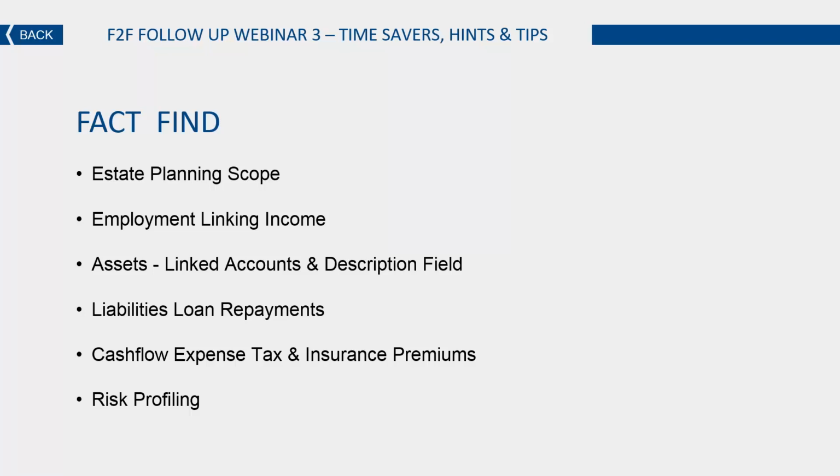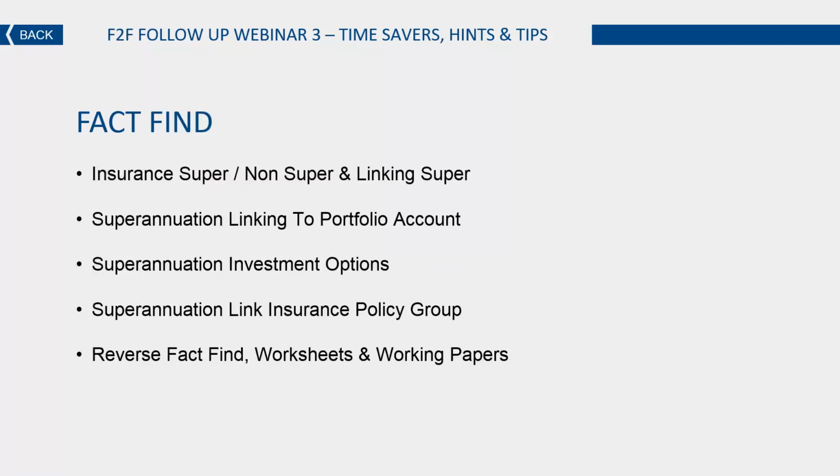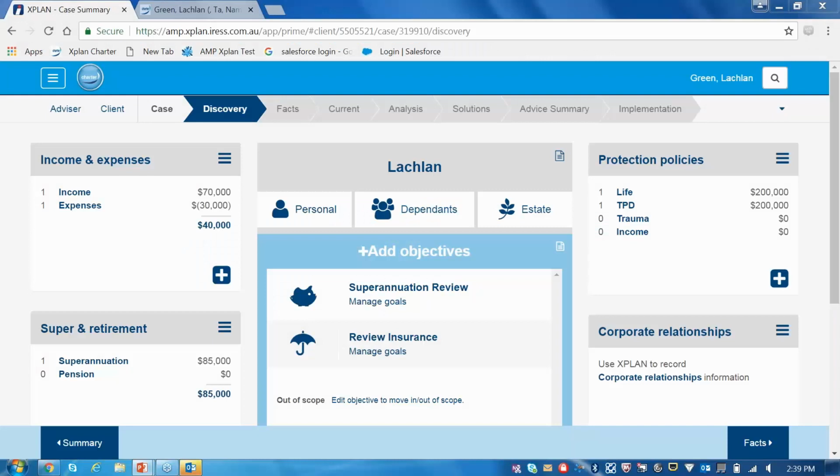So the last point, there's risk profiling. What we'll also go through is insurance and superannuation, as well as the reverse fact find. So let's go into Prime, and I'll take you through a few of these.